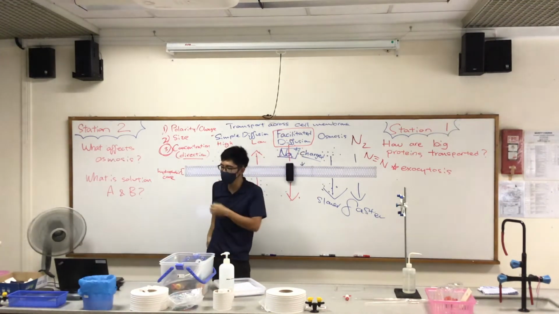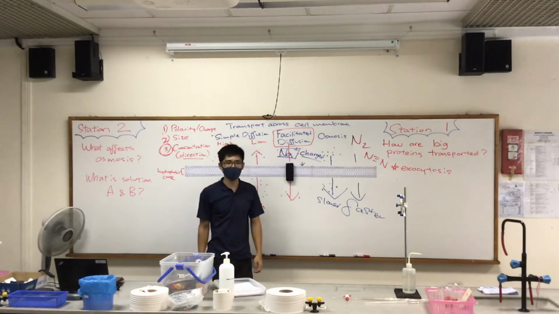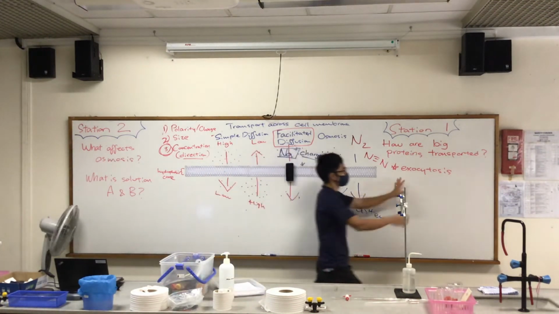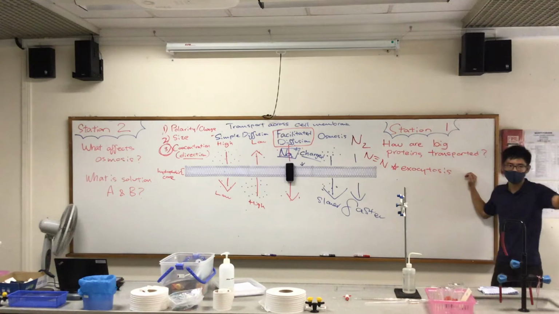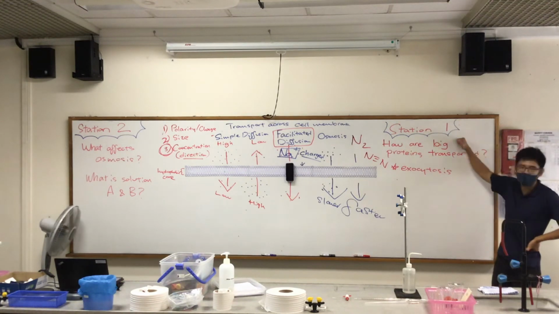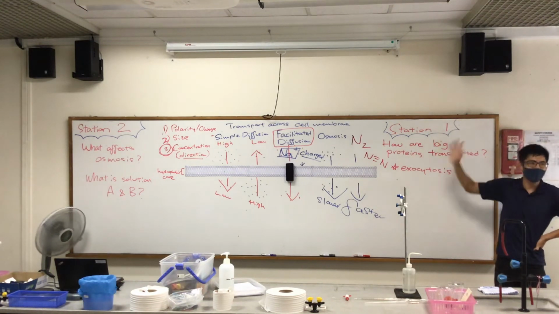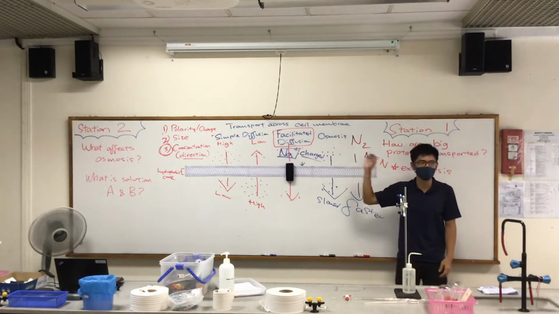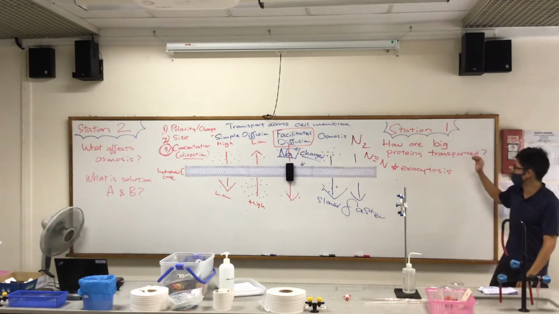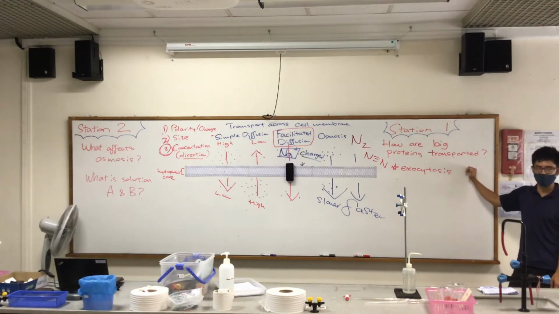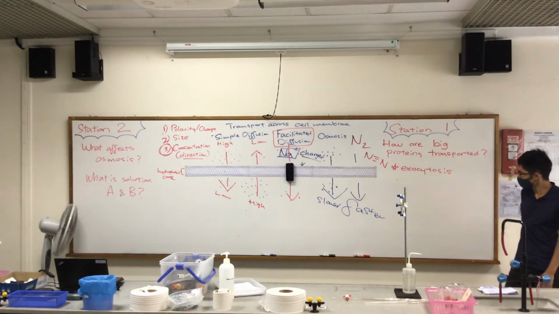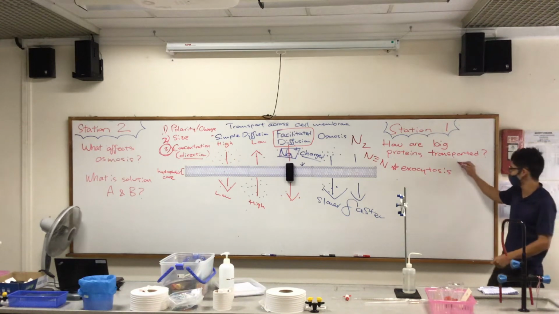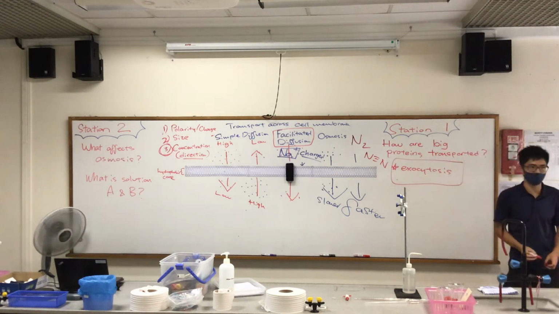Alright? Today we're going to move on to the next part. We're going to look at number one. Station 1, those on this side. We're going to look at how really big proteins are transported in and out of the cell. Right now, we've been working with rather small things. How about big proteins? How are they going to be transported in and out? The new word you encounter today is exocytosis.